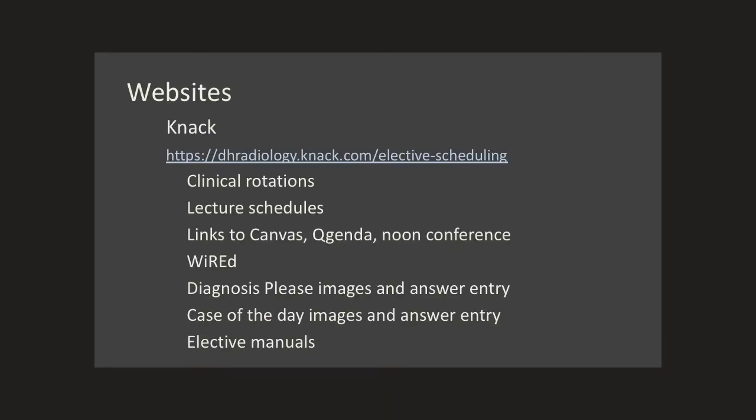The other really important site for you to have a link handy for is the Knack elective website. It's written here. I'll show you a QR code in a minute. And there's a lot of stuff that's on here. So we run a lot of the rotations via Knack. It has linked resources. This is where you're going to submit your answers for sessions such as diagnosis, please, and the cases of the day. You can find links to all the elective manuals here. So here's that QR code if you want to freeze for a moment.